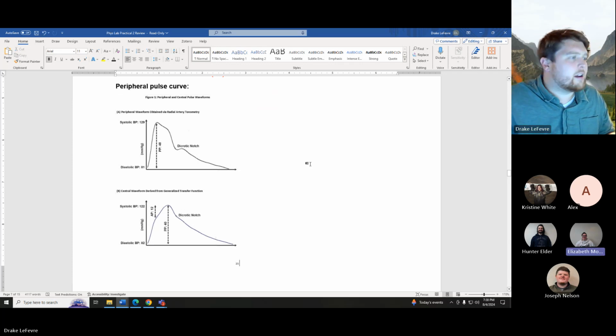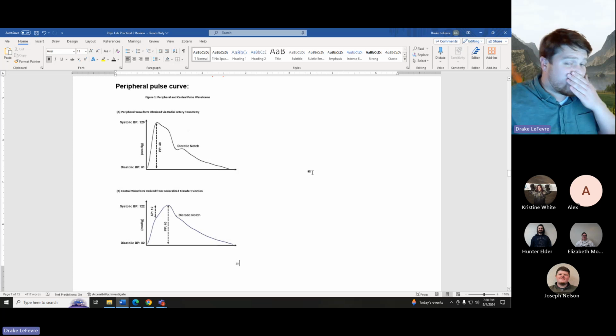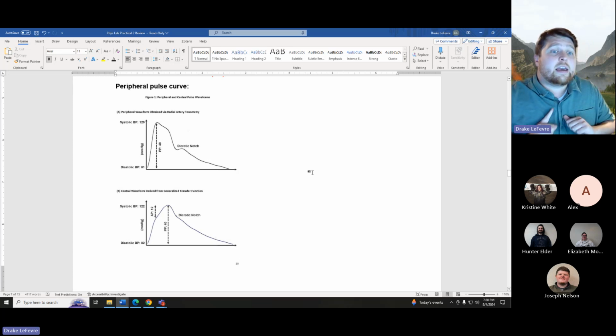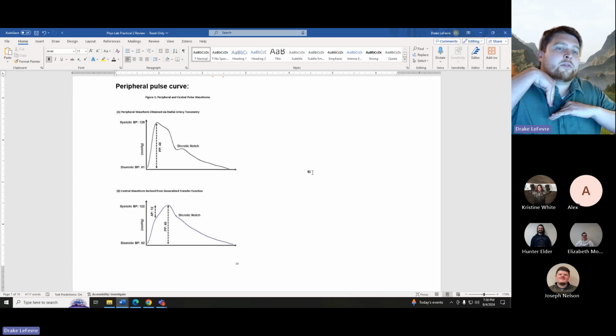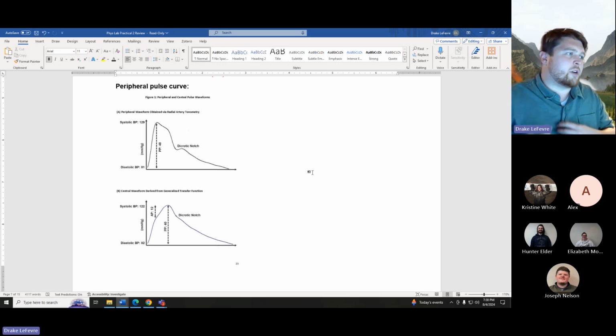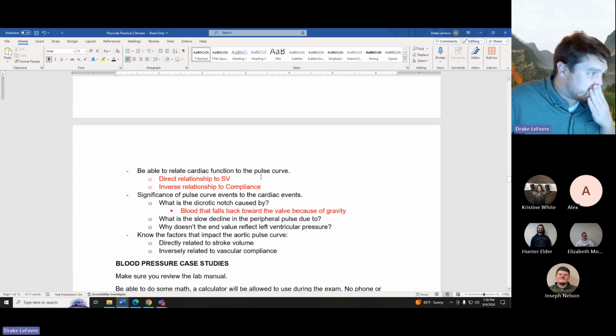Gravity. Yes, because when our heart squeezes blood out, it has to go up the arch of the aorta and then down. So blood is still going up, and then as soon as the valve snaps shut, it kind of drops down thanks to gravity.